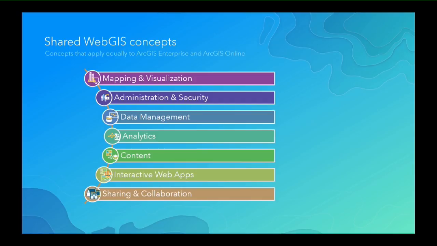And then sharing and collaboration. This is something that's really important and getting more important as we've got more people on the internet and in the ArcGIS Online ecosystem. Some of the power of the Web GIS is the ability to share your content, not just within your organization, but outside of your organization, with other people, with specific groups.